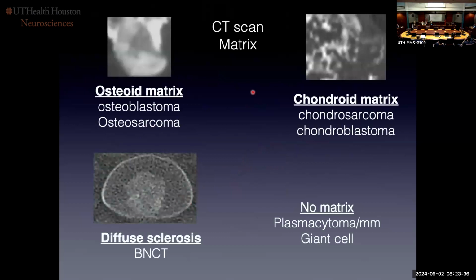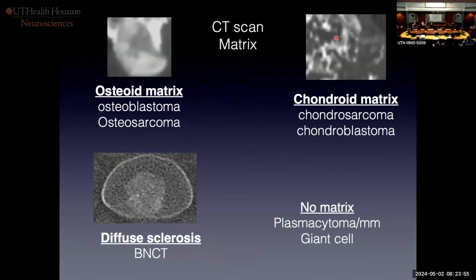So matrix, what are we talking about when we say osteoid matrix? We're talking about this cloud-like matrix. Osteoblastomas can be lytic, purely lytic, with no matrix. They can have more chondroid looking matrix, but osteoblastoma is on the list, and osteosarcoma is high on the list.